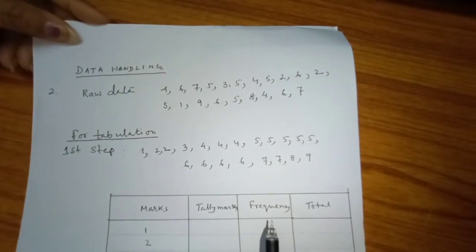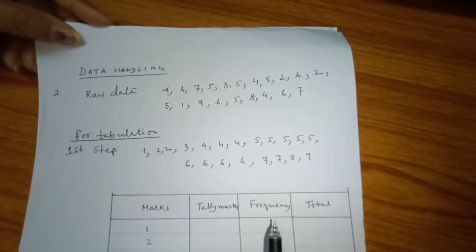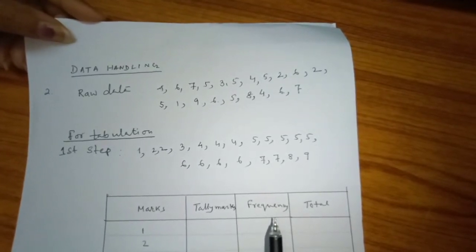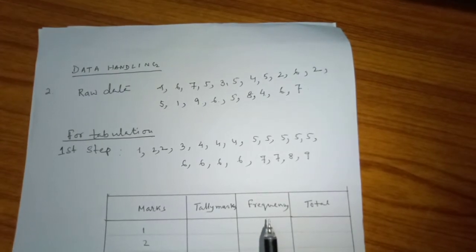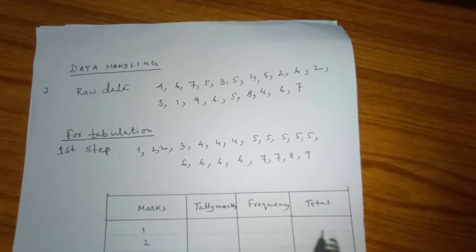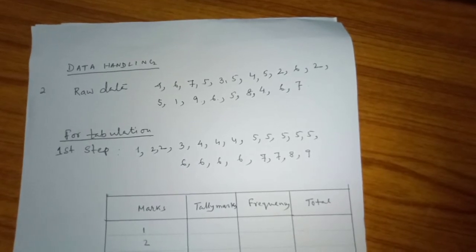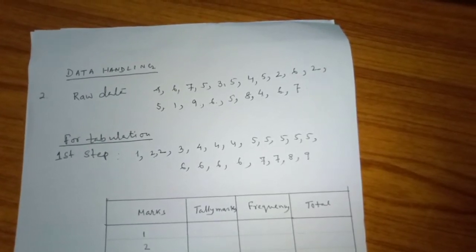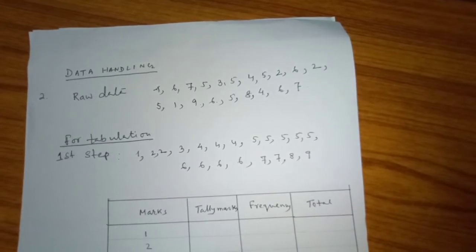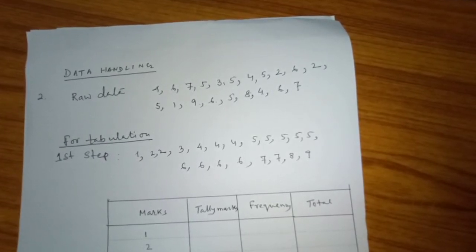Today our chapter is data handling. In the NCERT book it is chapter 3. In previous classes you have also dealt with various types of data. You have learned how to collect data, tabulate it and put it in the form of bar graphs.